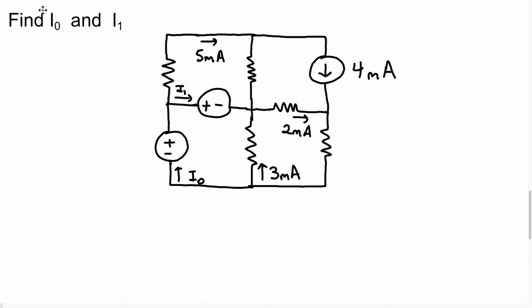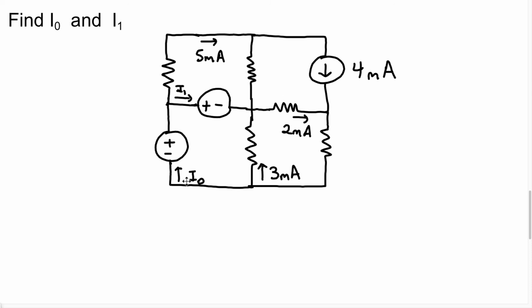Okay, in this video, we're going to do some more problems involving Kirchhoff's current law. Now the question says, find I0 and I1. So let's look at our circuit now, right? And this looks like a circuit we have never seen before. Now it might be a little intimidating, but let's just start with what we know.